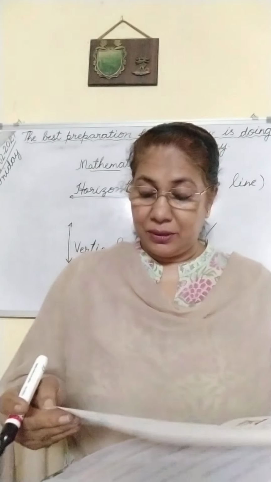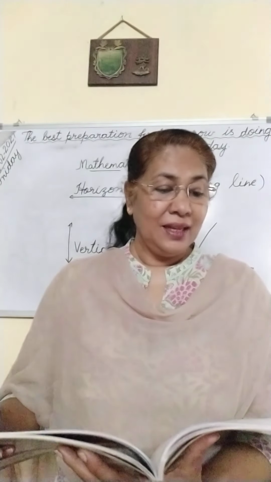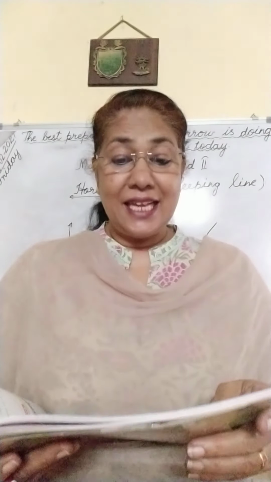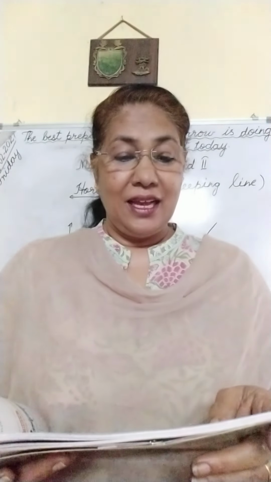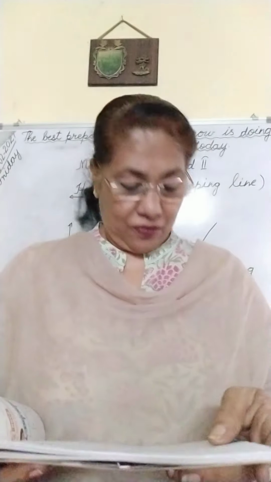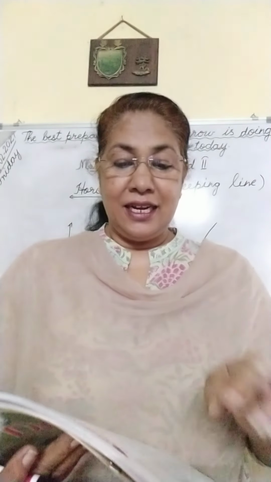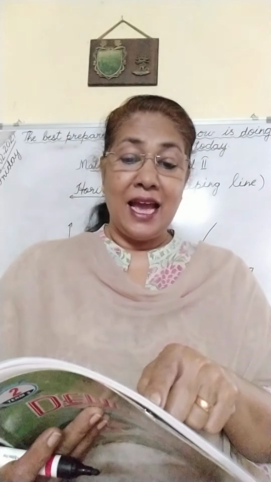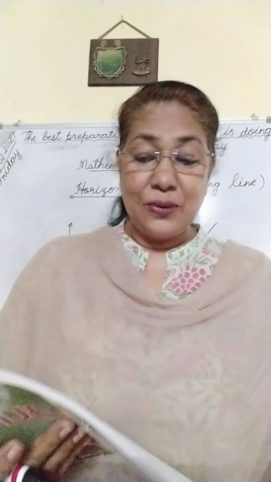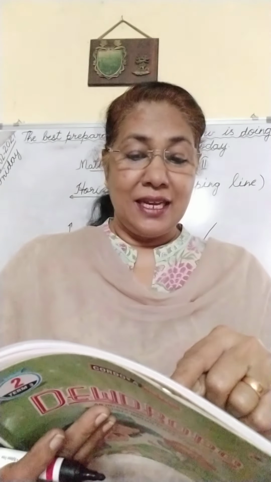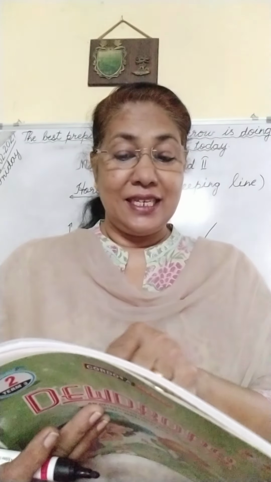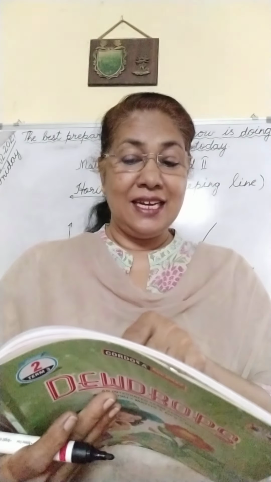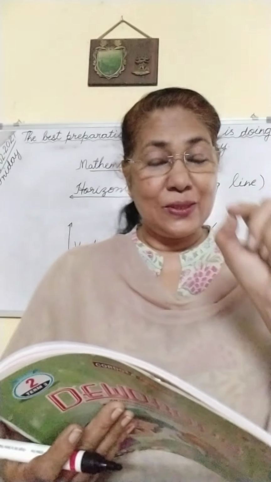Now let's turn to page number 670. Now listen. Name the lines and rays in the given figure. Already the lines are drawn. So look into that. Now here it is drawn a, what is it? Yes, sleeping line. Then after that, what line is there? Straight line. And a slanting line is there. And it is also named with P.